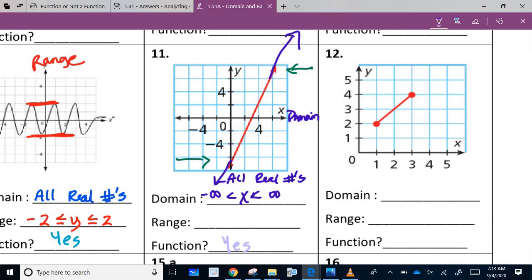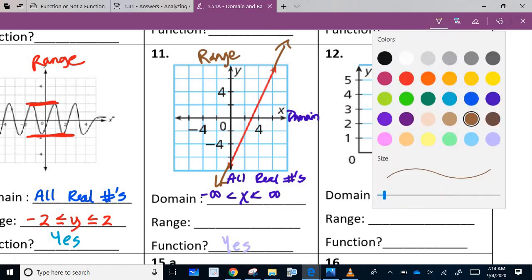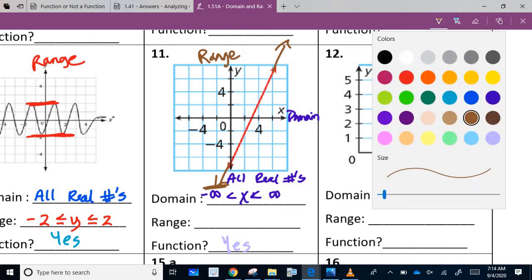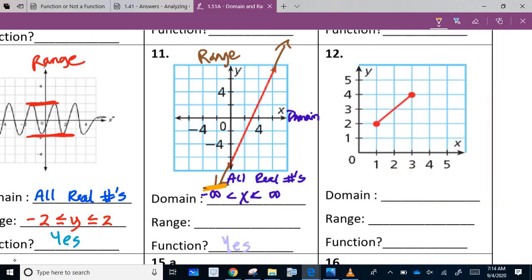Now, when we're looking at range, notice that that line still keeps on going forever and ever. So I'm going to look at the range, which is the y-axis. And remember, this line continues on and on in both directions forever. So when I come down here to the bottom, I am not able to tell where it ends or what's the lowest point, because it goes on forever.